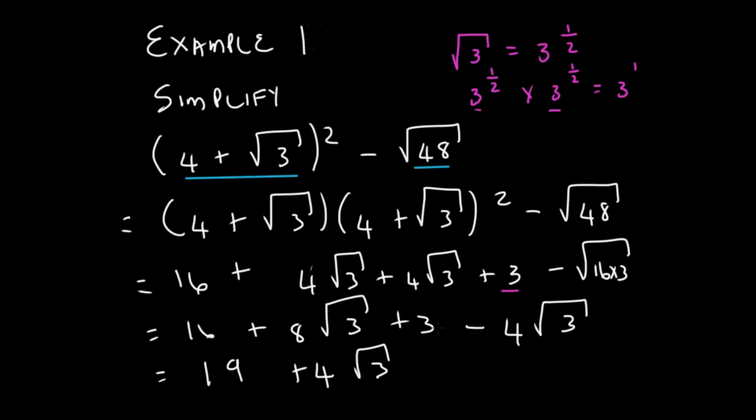And what we are going to do now is we are going to simplify further. And we have 16. We added 4 square root 3 plus 4 square root 3. That gave me 8 square root 3 plus 3 minus 4 square root 3. Simplify, and that gives you 19 plus 4 square root 3.